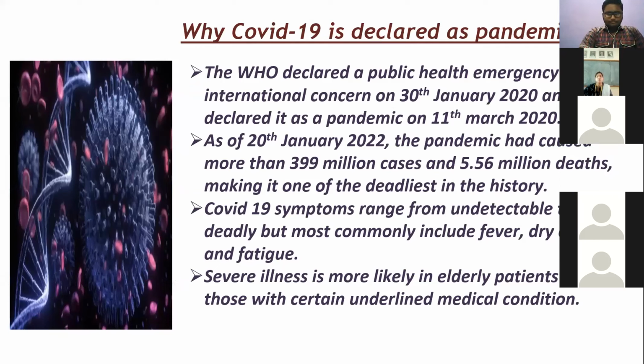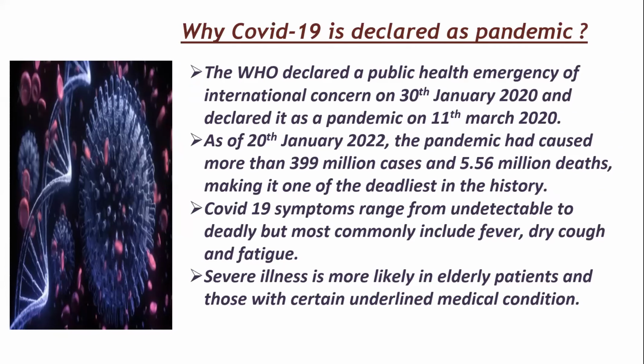Good afternoon. Why is COVID-19 declared as a pandemic? The WHO declared a public health emergency of international concern on 30th January 2020, and declared it a pandemic on 11th March 2020. As of 20th January 2022, the pandemic has caused more than 399 million cases and 5.56 million deaths, making it one of the deadliest in history. COVID-19 symptoms range from undetectable to deadly, but the most common include fever, dry cough, and fatigue. Severe illness is more likely in elderly patients and those with certain underlying medical conditions.